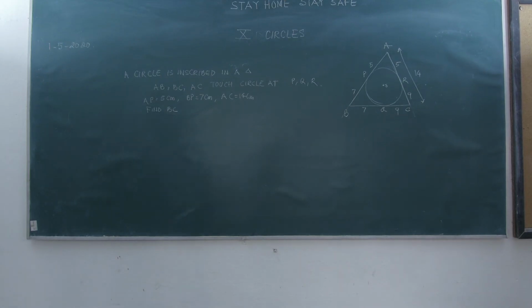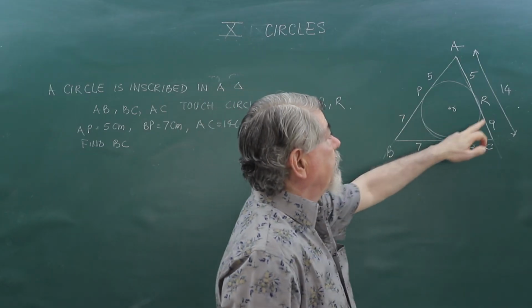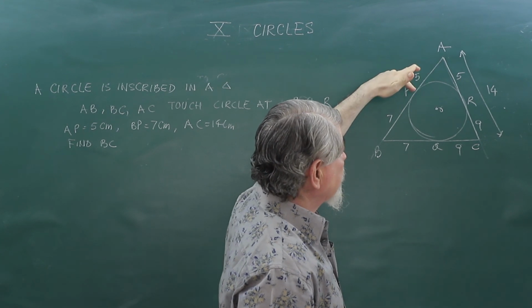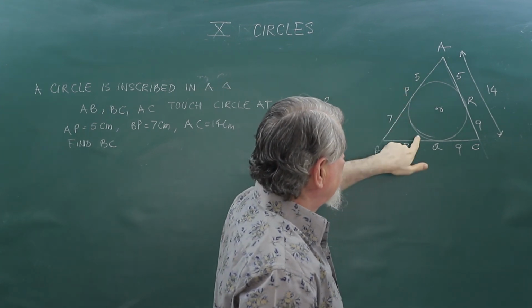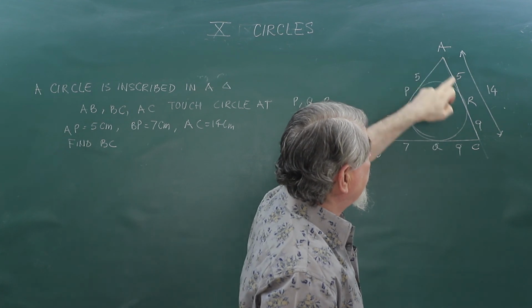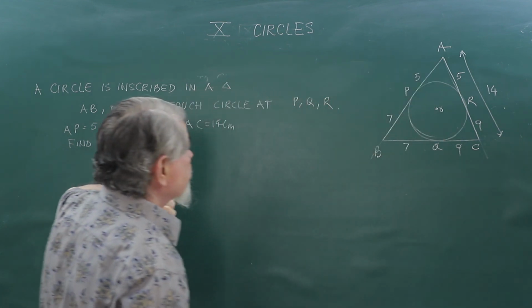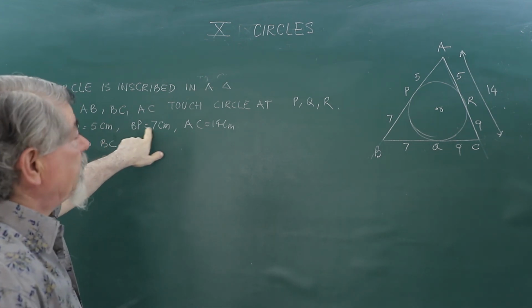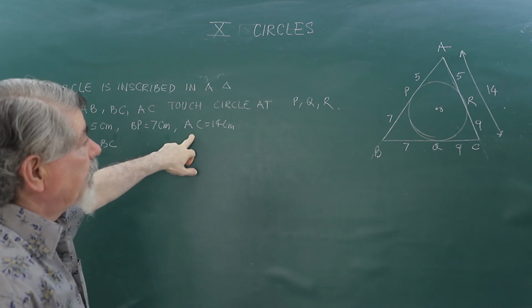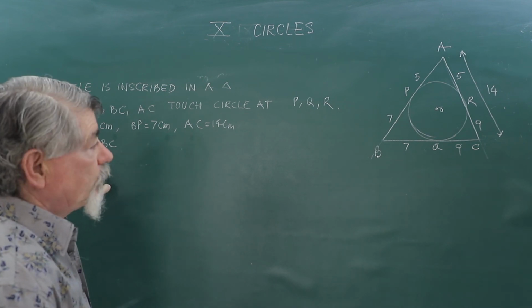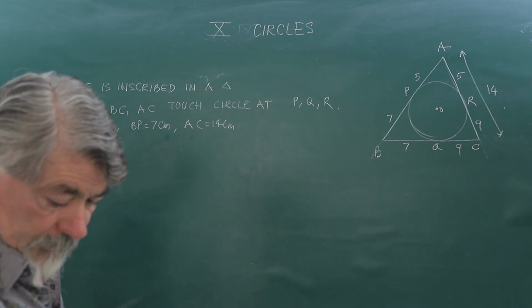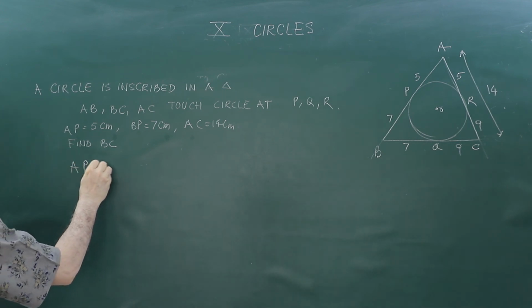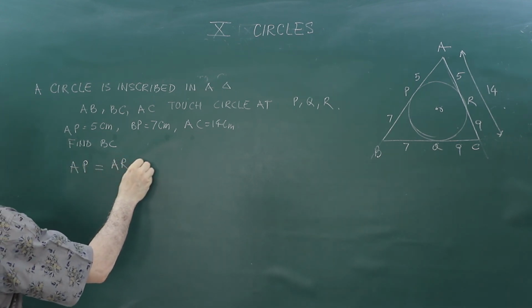In this problem we have a circle inscribed in a triangle ABC, and the circle is touching AB at P, BC at Q and AC at R. He has given us the values AP as 5 centimeters, BP as 7 centimeters and AC as 14 centimeters. He wants us to find BC. Now AP will be equal to AR, which will be 5 centimeters.